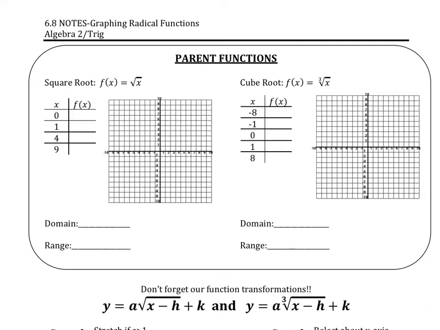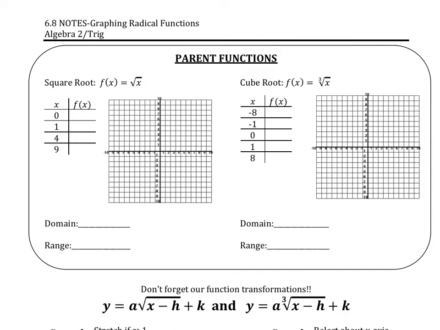Today we are going to finish up our radical unit by looking at graphing radical functions, both square root and cube root. And to do that, we are going to begin by looking at their parent functions. Each of the graphs that we're going to look at are going to be based on these parent functions, just like we did with quadratics, just like we did with absolute value. These parent functions become the basis of everything that we're going to do with these graphs.